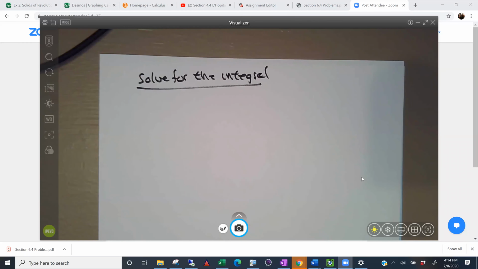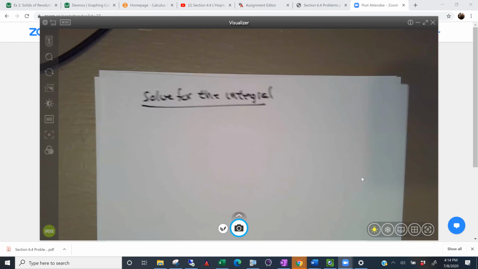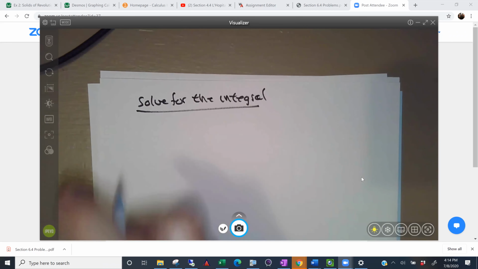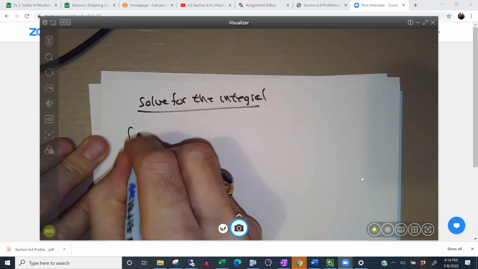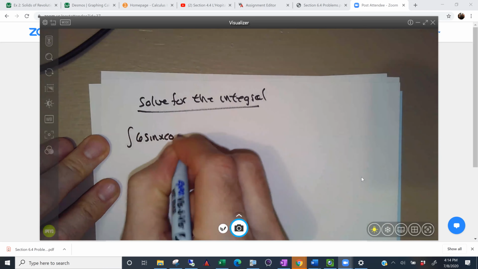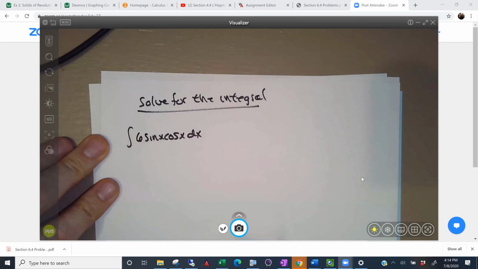So we're going to do one last example for integration by parts. It's something that is kind of called solve for the integral. And we're going to integrate, let's say, 6 sine of x cosine of x dx.